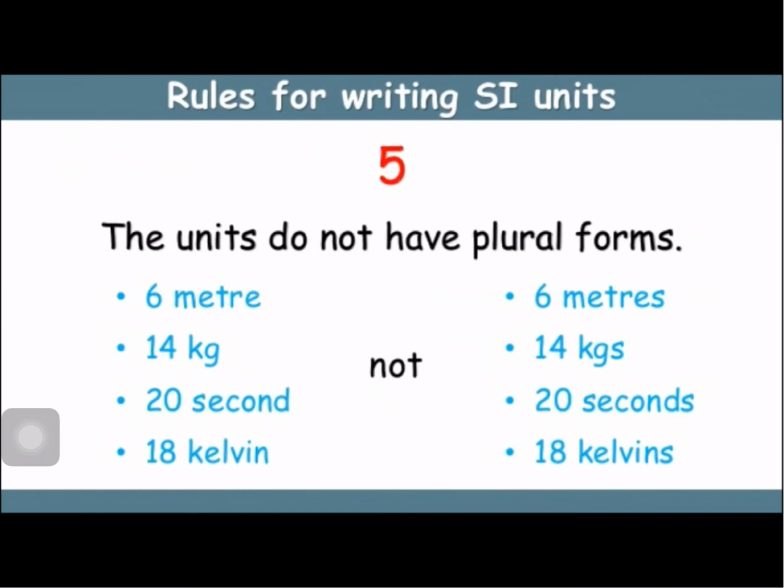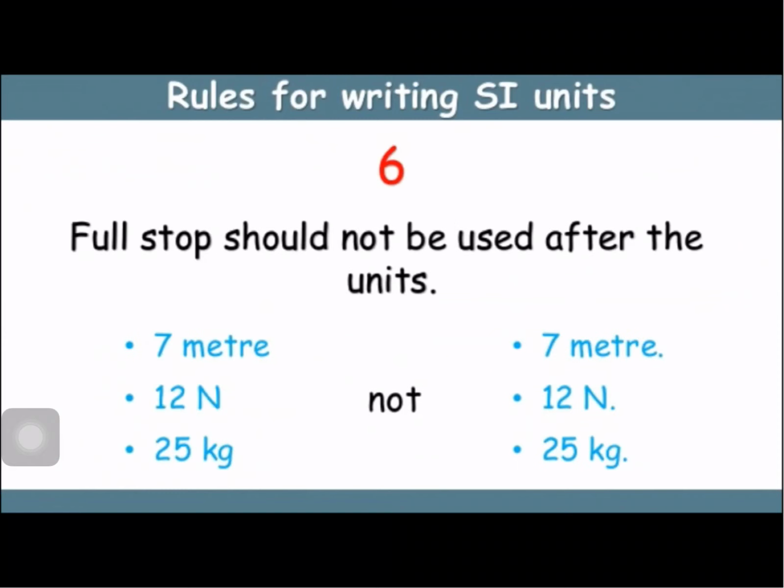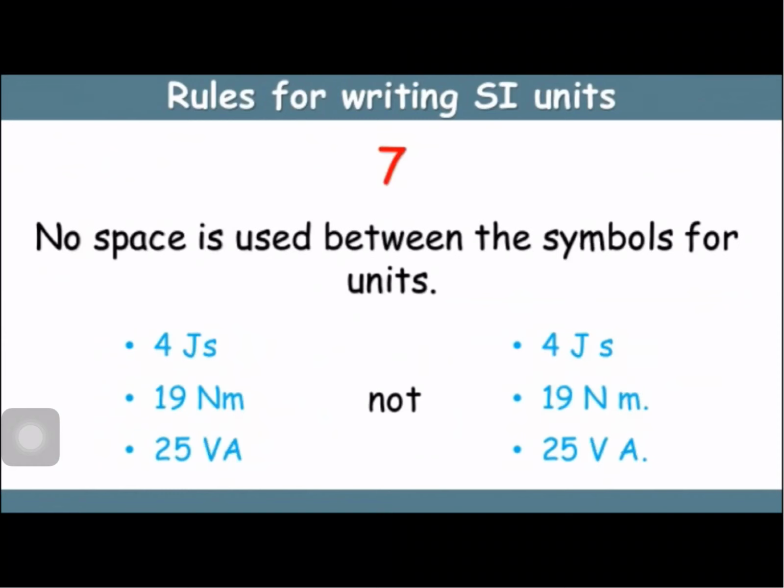And the fifth rule for writing is that units do not have a plural form. 6 meter, that's all. 6 meters, that's wrong. 14 kg, not 14 kgs. 20 second, not 20 seconds. So don't write the plural form. And next one, a full stop should not be used after the units. Don't use a full stop at the end of the unit. For example, 7 meter. Don't write 7 meter full stop.